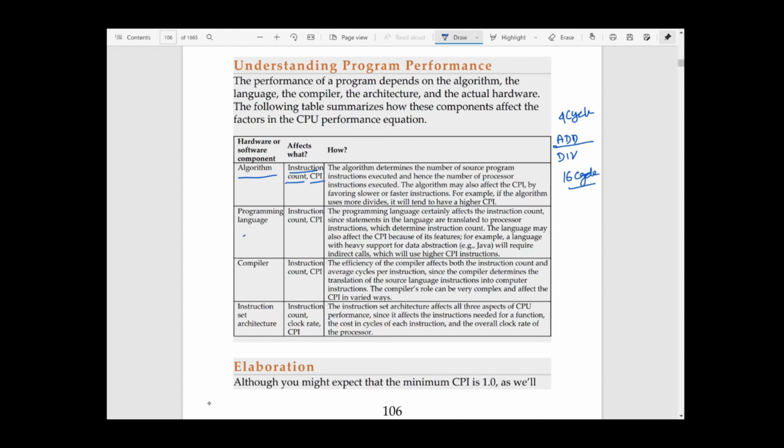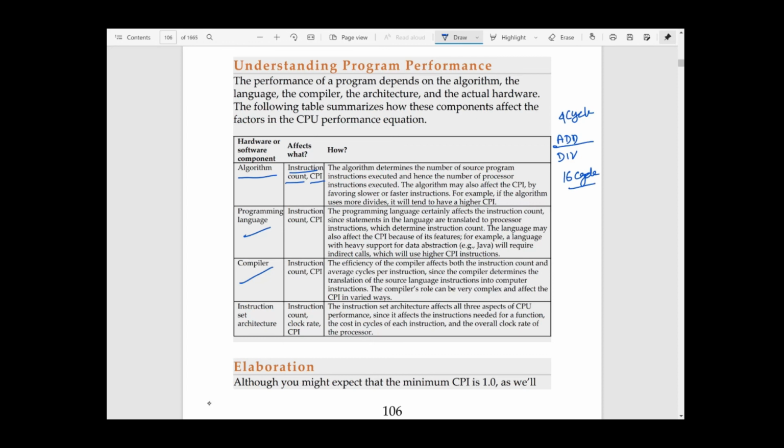Now the programming language: when you are converting your algorithm and writing it in a programming language, then also based on which syntax you are using, the number of instructions may increase or decrease. CPI may also increase or decrease, meaning if you are using a high level program where there are a lot of function calls and subroutine calls, then maybe the program will add some instructions which need more cycles to execute. So CPI may also vary based on which instructions or which coding style you are using in high level programming. And the compiler, obviously, will affect instruction count and CPI.